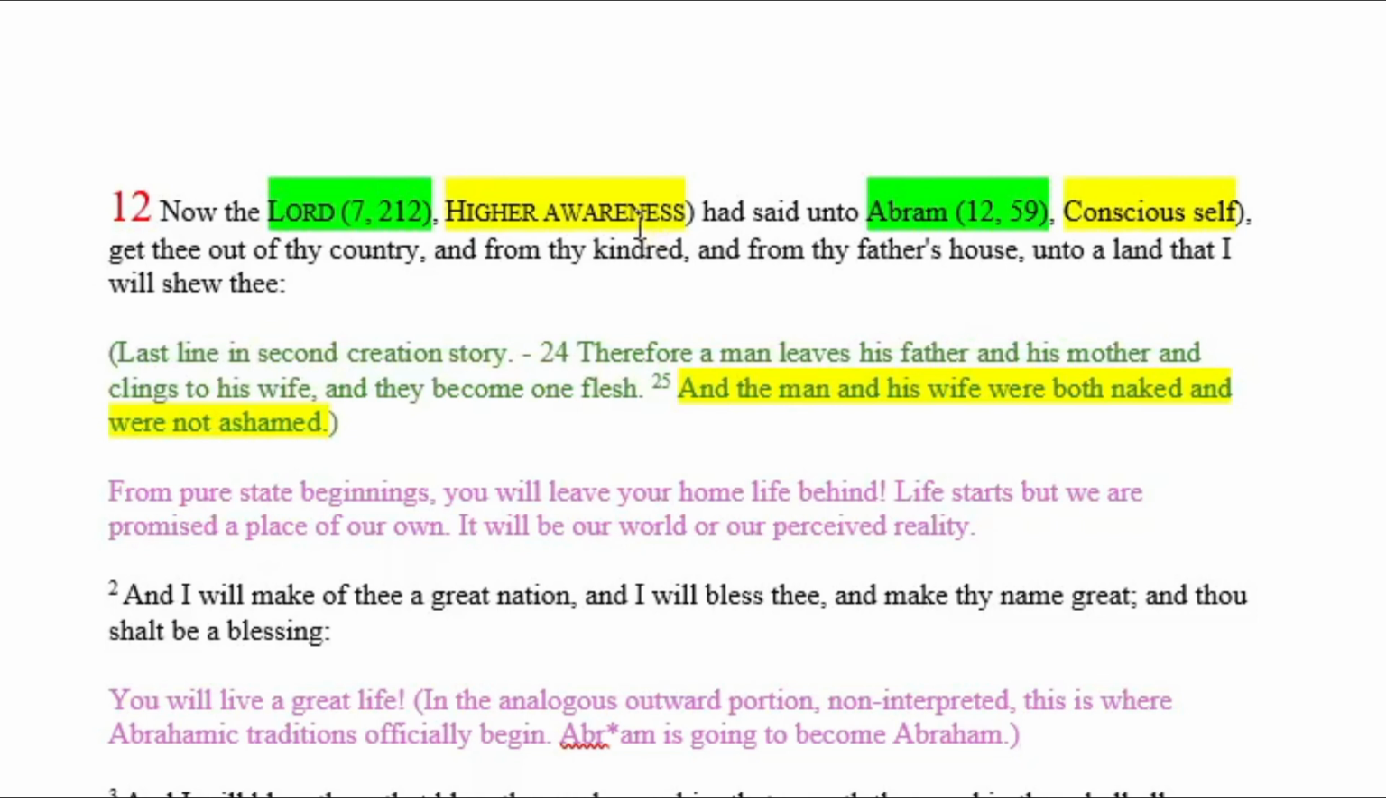The Lord is the higher awareness. This is us. The higher awareness said to Abram, said to our conscious self. This didn't really happen. It's the way the story's going. This is us way in the beginning. Our higher awareness was there first. Then we come about. Get out of your country, away from your kindred and from your father's house, unto a land that I will show you. So this is us just beginning.